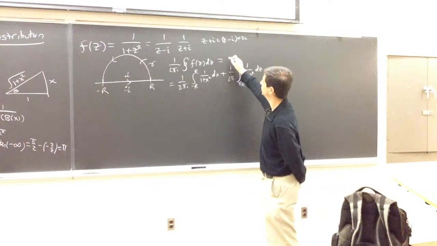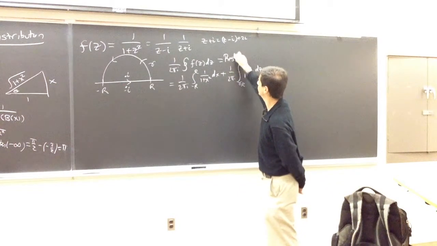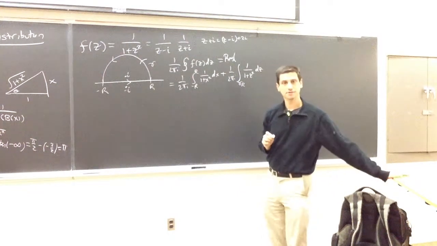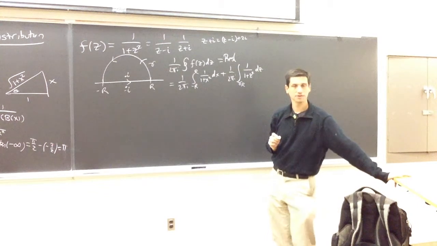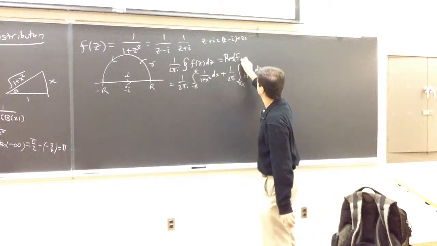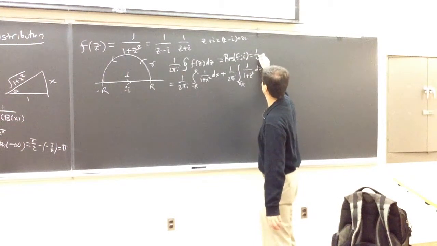This is equal to the sum of the residues inside. So where is the only point where we have a residue inside? What's the value? i. So it's f at i, and we showed last time it was equal to 1 over 2i.